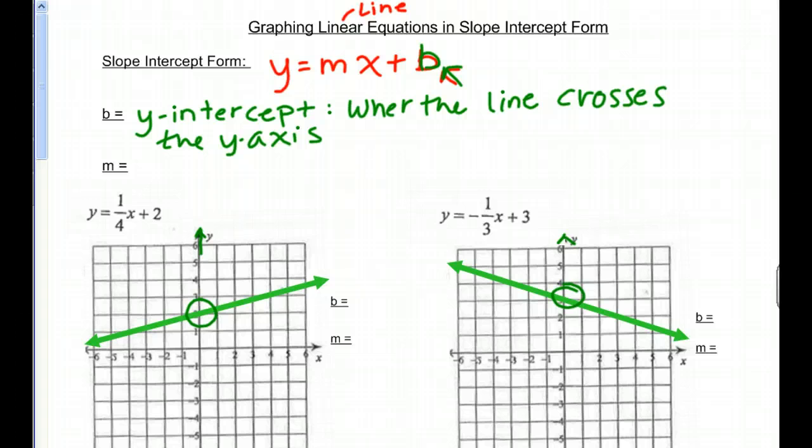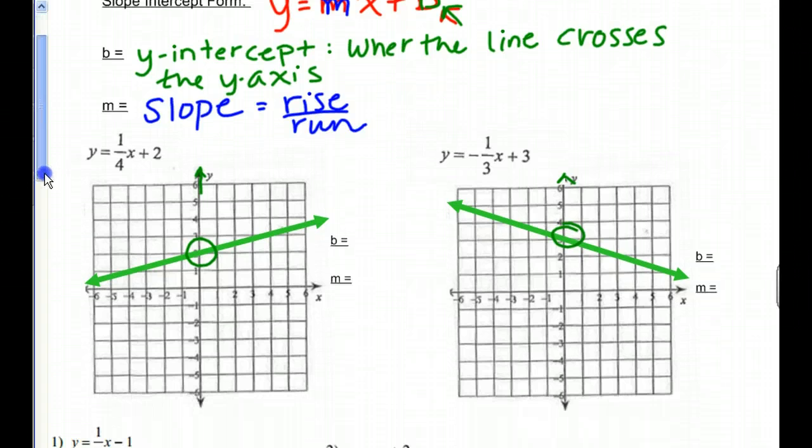So now let's go with m. Well, we know from yesterday's worksheet that m is equal to slope. Remember we talked about mountain and slope. So our slope is, remember, rise over run. So we're going to put that here so we remember rise over run.